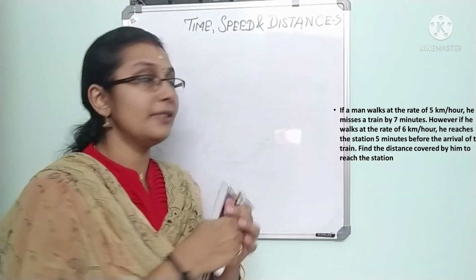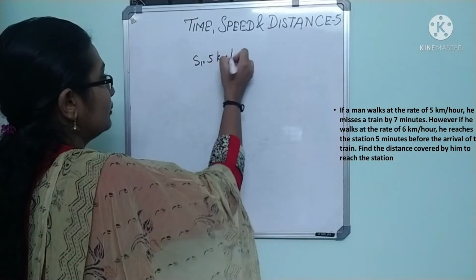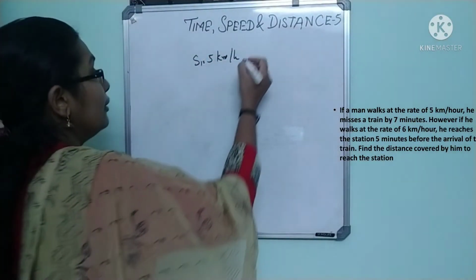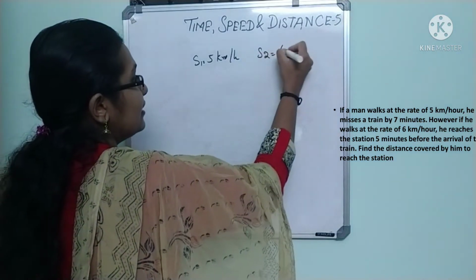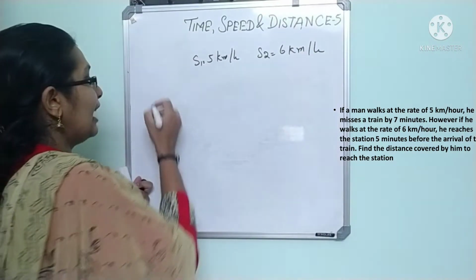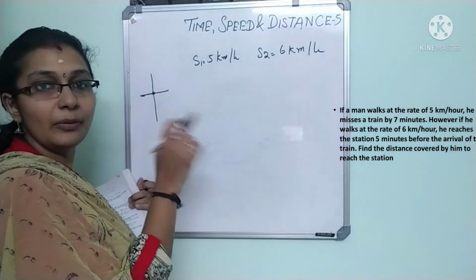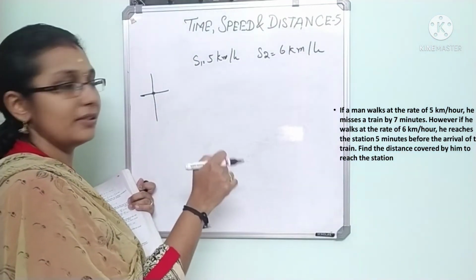So what are all the speeds given? Speed 1 is 5 km per hour and speed 2 is 6 km per hour. And there is a time difference, but here they have given 2 times, so don't worry. I have already told you before in the previous session, the late and early concept, okay.